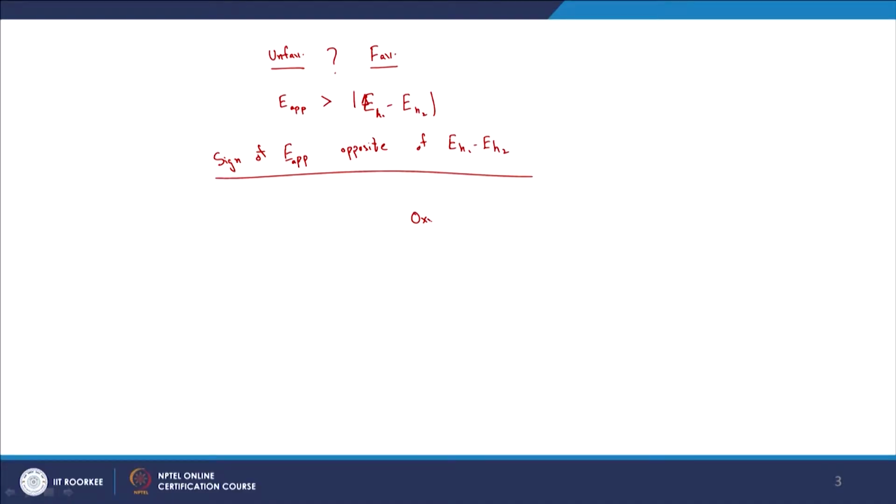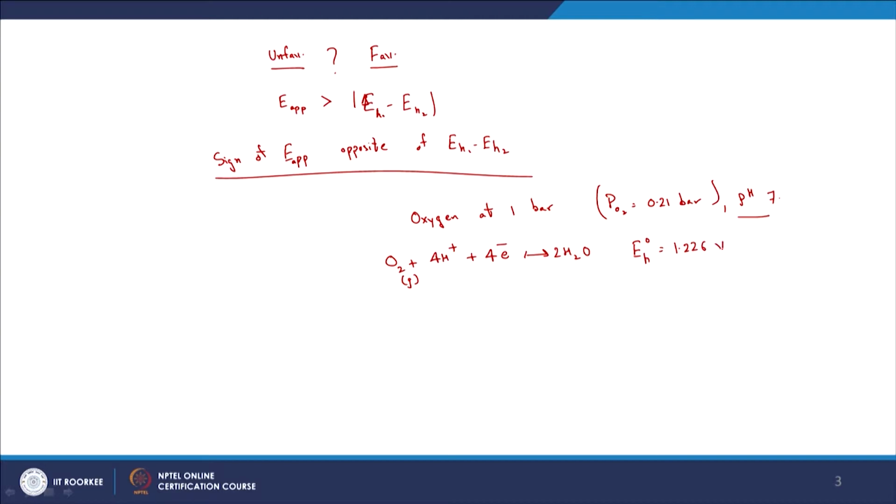So, we will have oxygen at 1 bar, let us say. Keep in mind that usually the partial pressure of O2 is equal to 0.21 bar, and let us say the pH in this example we consider to be 7, and the relevant half reaction we have is O2 gaseous plus 4H plus plus 4 electrons goes to 2H2O, and then the standard reduction potential, EH naught, is 1.226 volts for this half reaction.